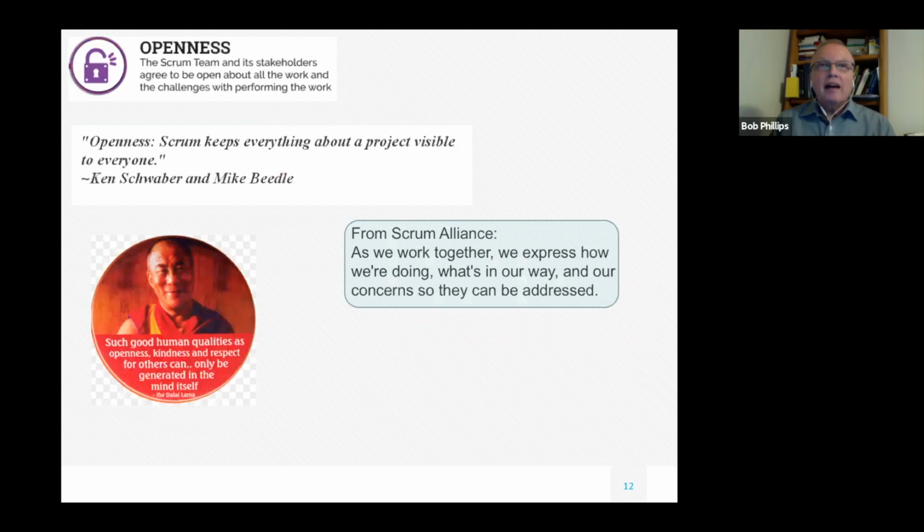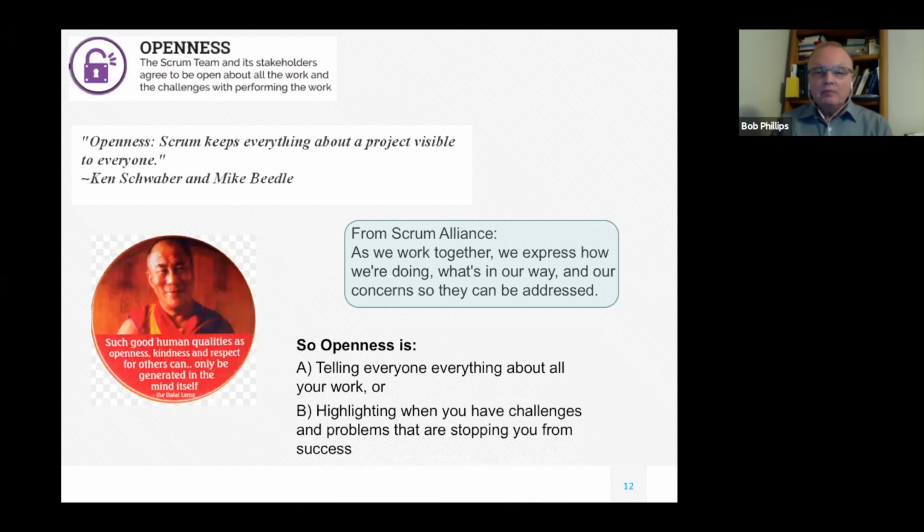And it also allows people to immediately let people know that they're having problems, rather than having a person struggle for a week or two. With openness, they're actually saying, I'm having a problem with this and I need help that day. So you don't waste a week of a person really struggling and being up against the wall. So for openness, it's really telling everyone everything about all your work, or highlighting when you have challenges and problems that are stopping you from success. So it's definitely B. It's really important that you're willing to say that I do need help, because that's what makes a team powerful.